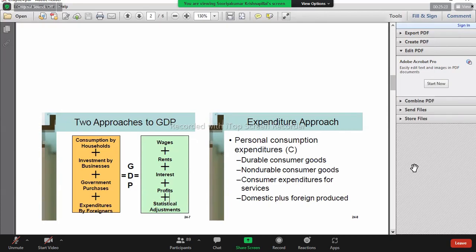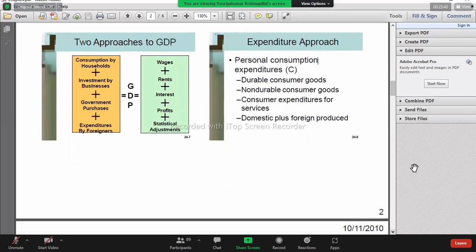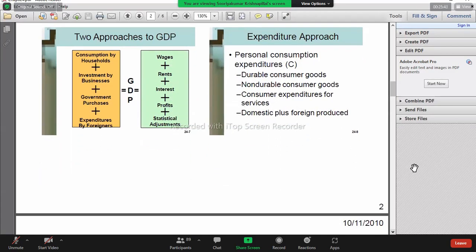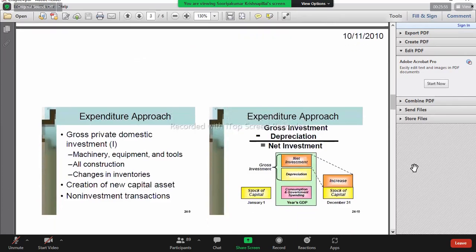Now we include all the household consumption expenditure. We include domestically produced and foreign produced also. But we will subtract the foreign produced goods in the component expenditure by foreigners. So we will see that. So that is household consumption expenditure.